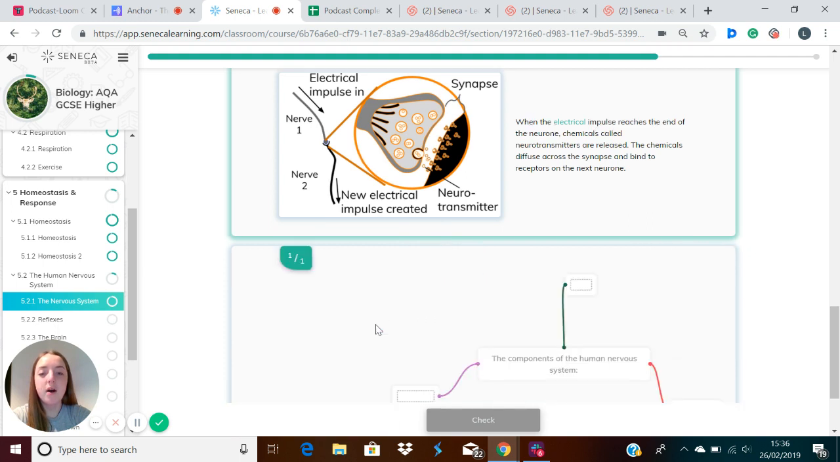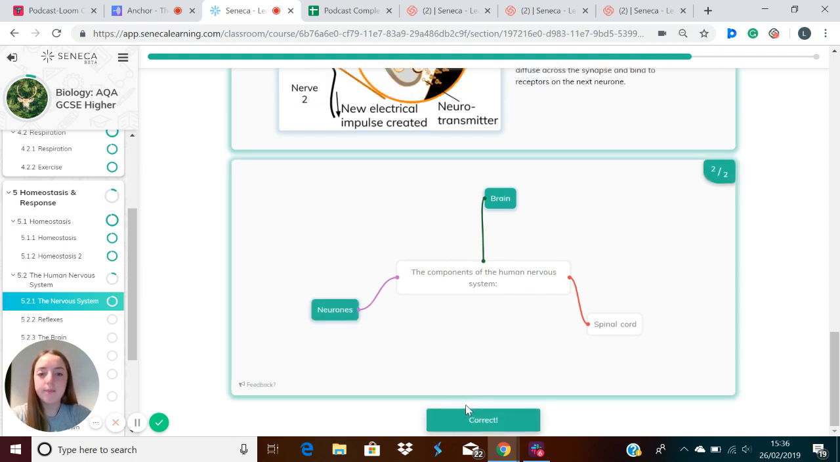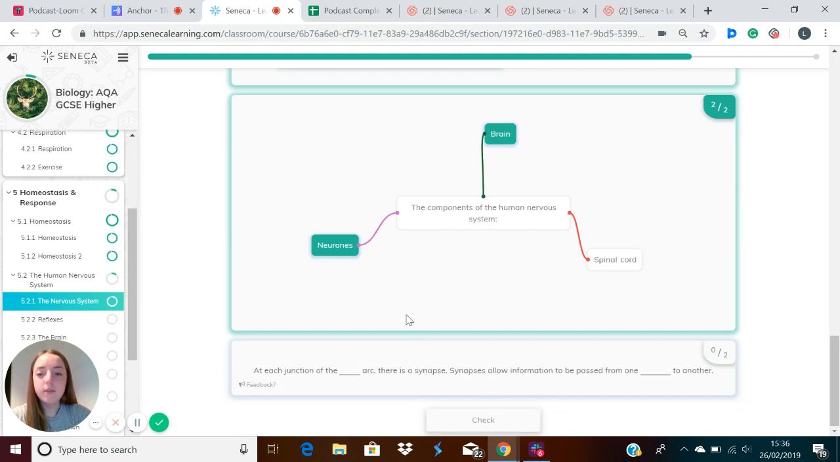So there were 3 parts, and these were the brain, spinal cord, and the neurons. At each junction of the reflex arc, there is a synapse, as we already discussed, and these allow information to be passed from one neuron to the next.